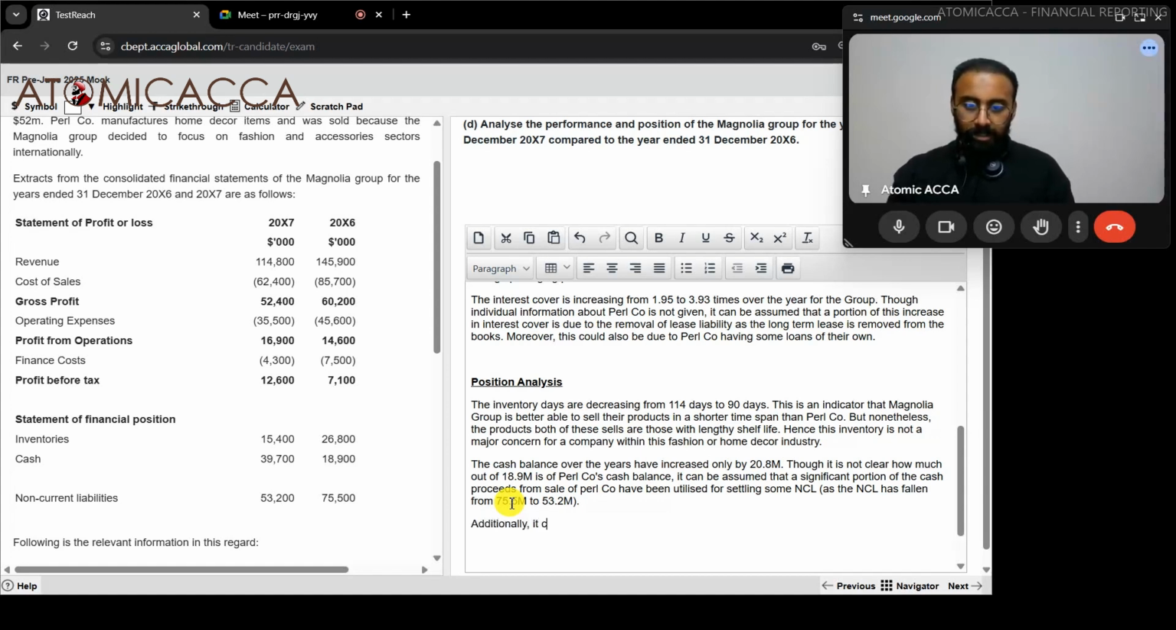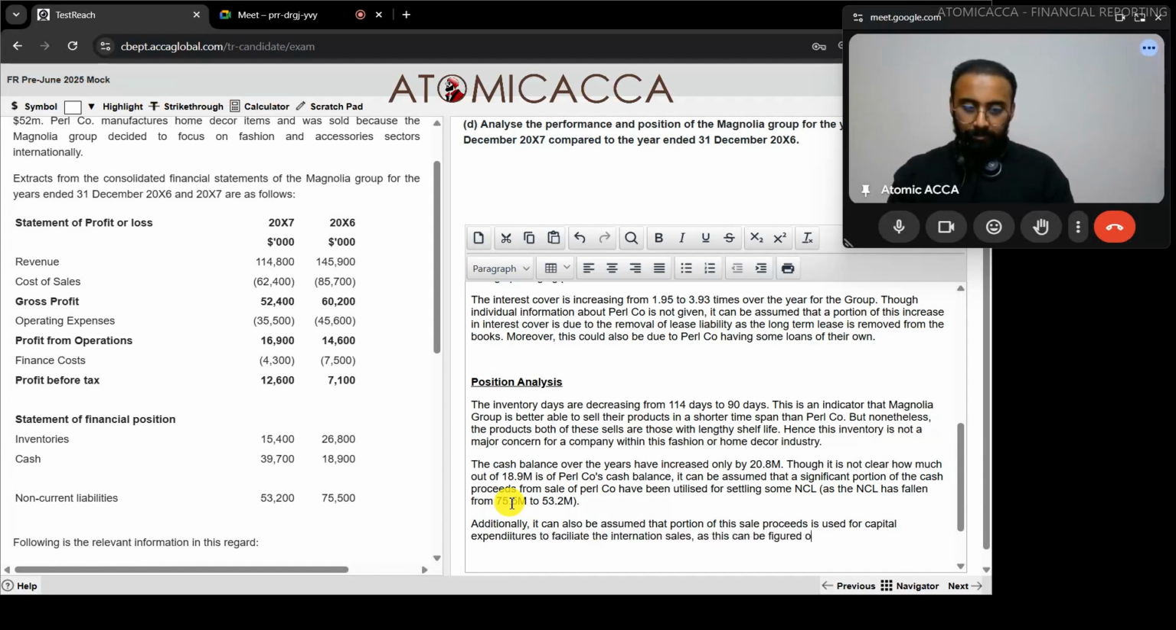Additionally, it can also be assumed that a portion of this sale proceeds is used for capital expenditures to facilitate the international sales, as this can be figured out from the increase in revenue.